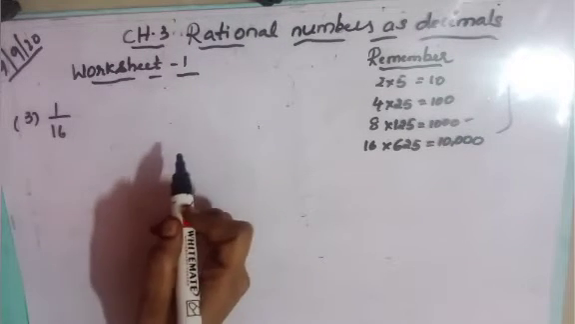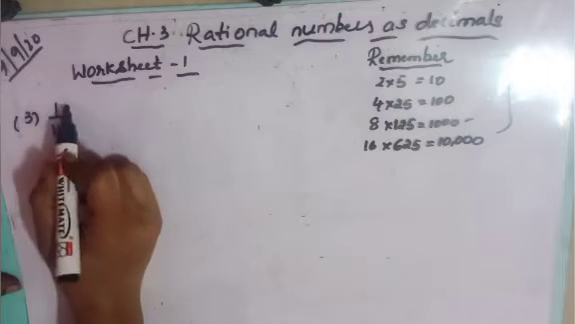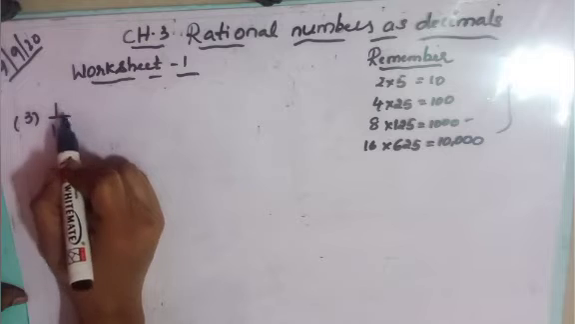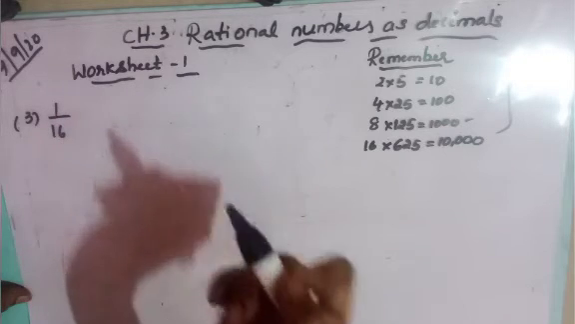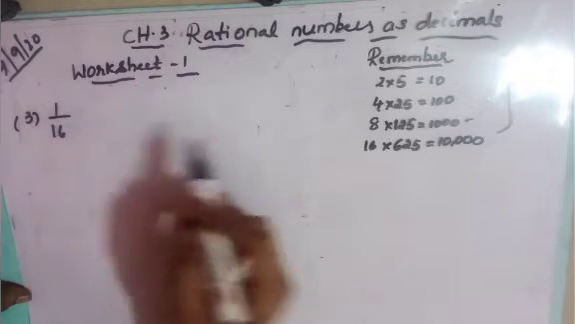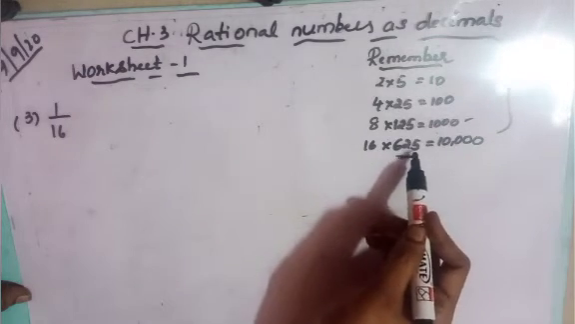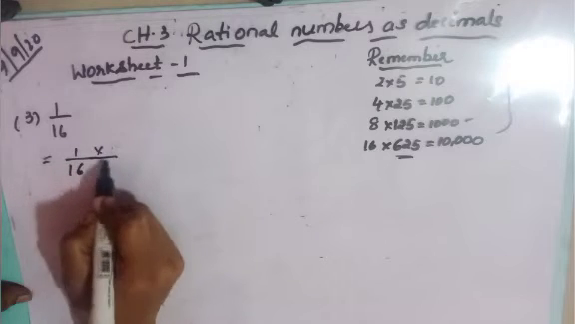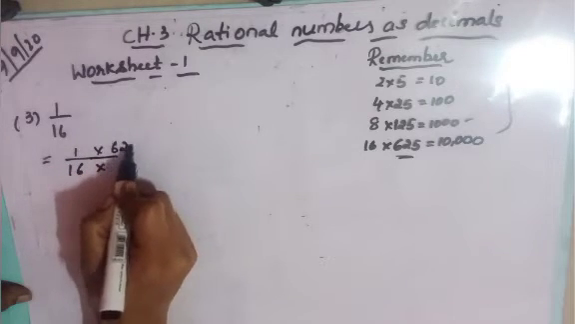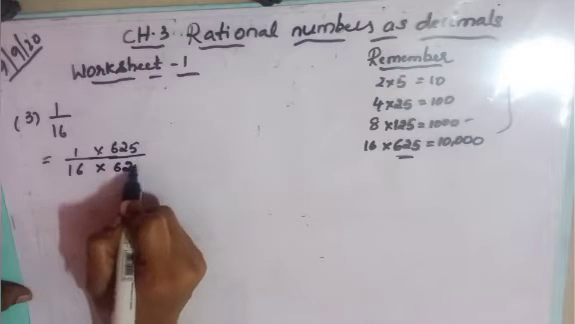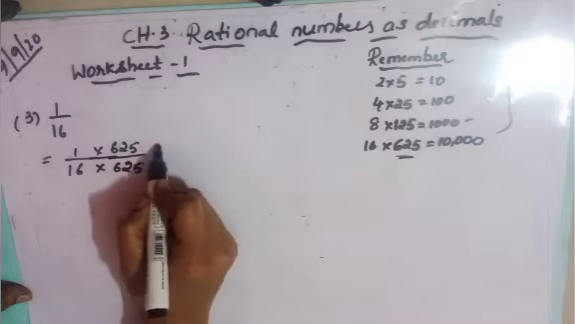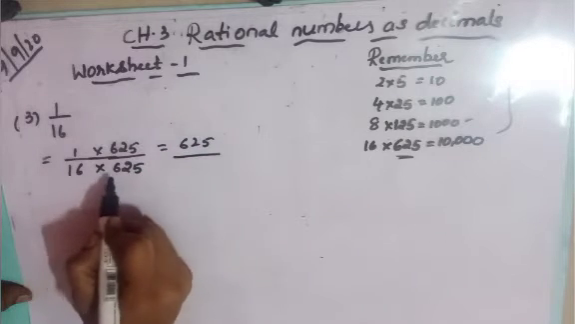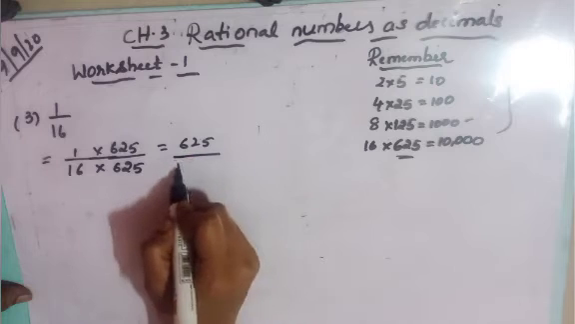Next, third one. Let us solve the third one, that is 1 by 16. So we cannot simplify into the simplest form, so directly multiply here. So 1 by 16, if it is 16, multiply with 625. So let us multiply 1 by 16 with 625 in numerator and denominator. 1 625s are 625, divided by 16 into 625 is 10,000.